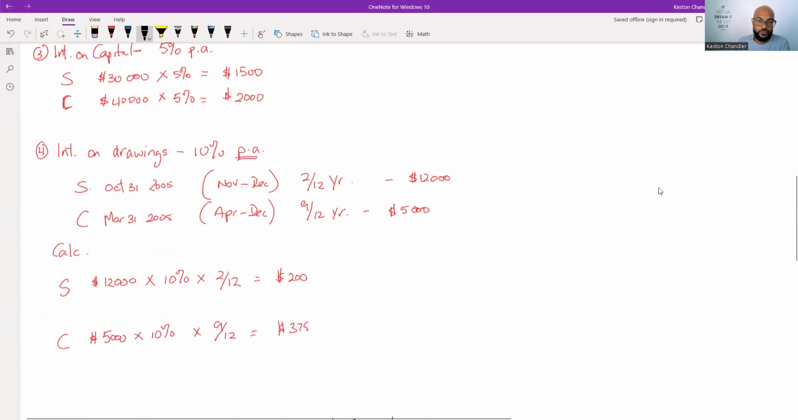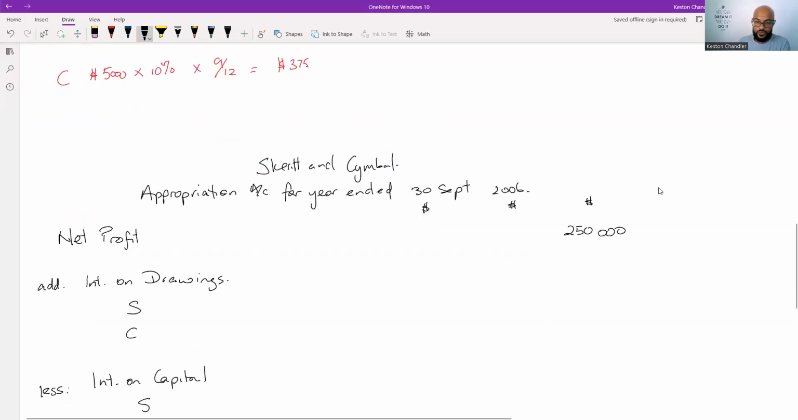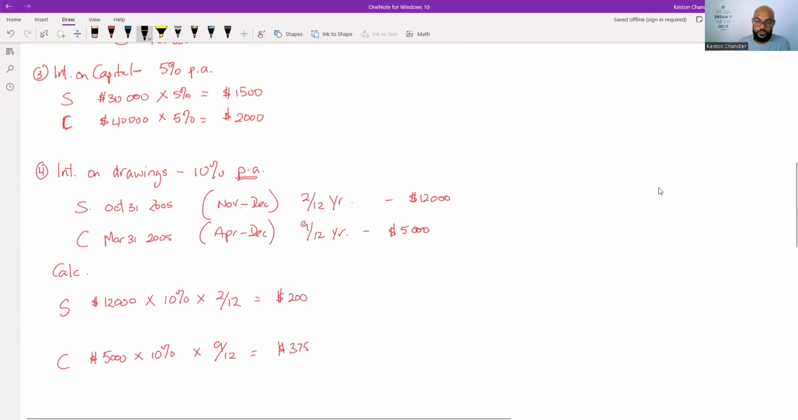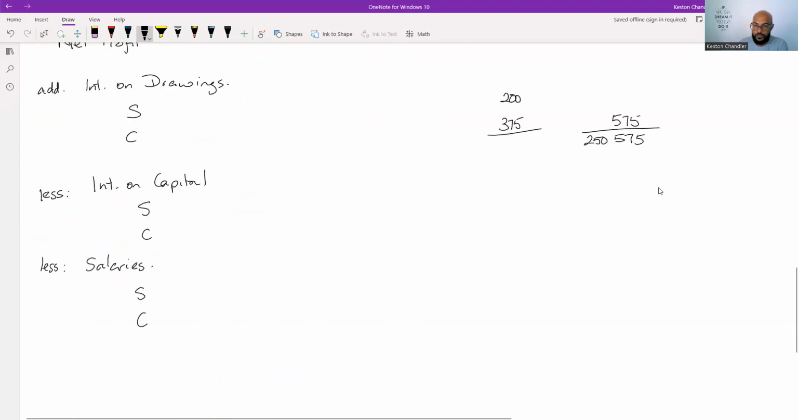This is the good thing about doing your working. We have 200 for Skeritt, 375 for Cymbal, and together that's 575. We have 250,575. Interest on capital, you have 1,500 and 2,000. Sure, you could put this in the second column and just total it right there.